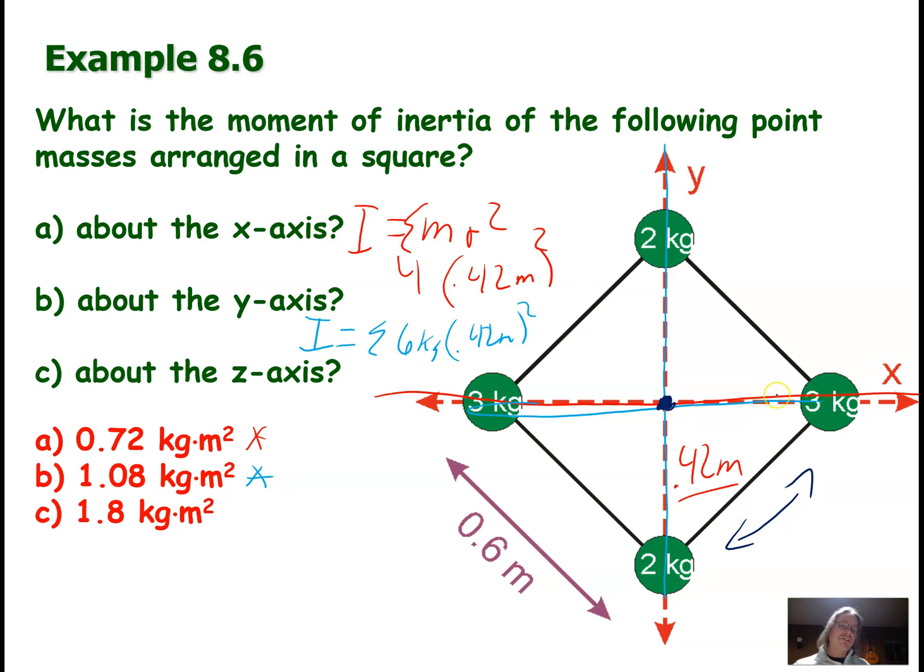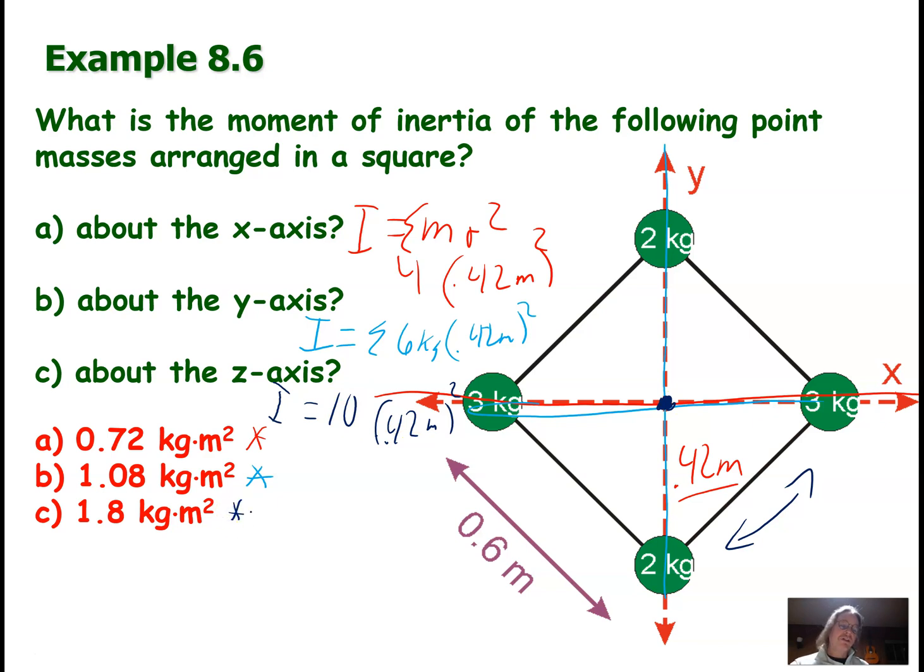Well, the good news is they're all the same distance from that point of rotation. So as we sum up all those masses, the r is going to be the same, 0.42 meters. And since they're all the same distance, all I have to do is add up all the masses. That's 6 and 4, that's 10. It's just 10 times the 0.42 squared, and that's how you get your 1.8.